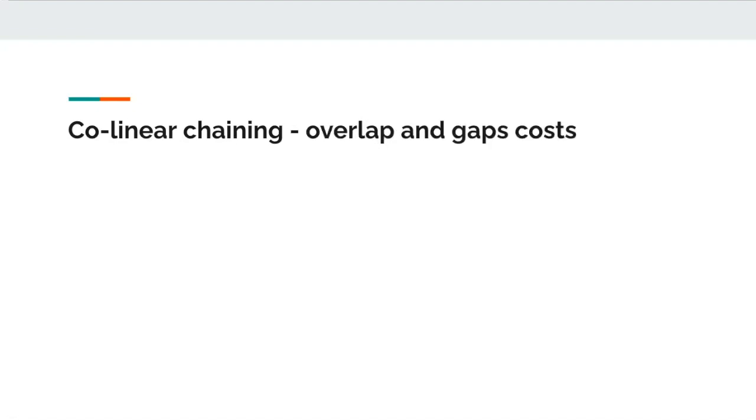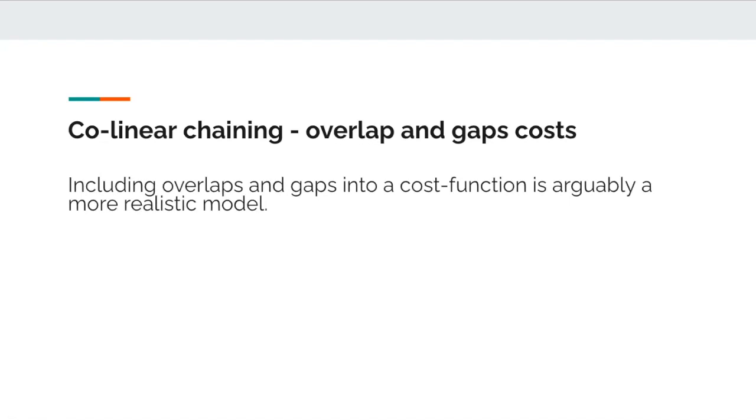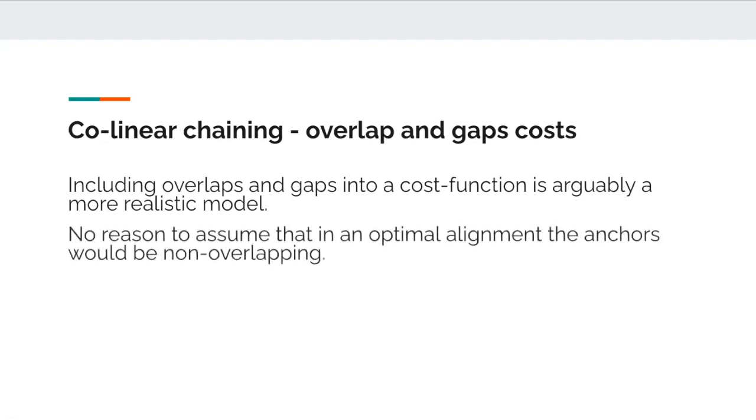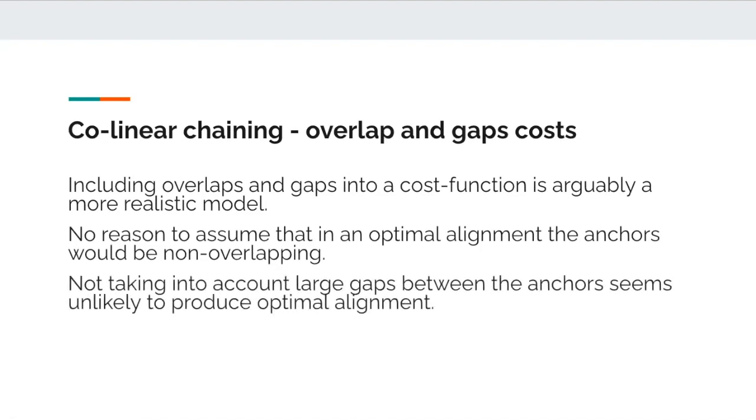Now, prior to our work, there was no algorithm for both overlap and gap costs being allowed in the cost function. And that's a problem because arguably having both is a more realistic model. There's no reason to assume that in an optimal alignment the anchors would be non-overlapping. And also not taking into account large gaps between the anchors seems unlikely to produce something close to an optimal alignment. So to address this issue, let's discuss the cost function which we can use that accounts for both of these.